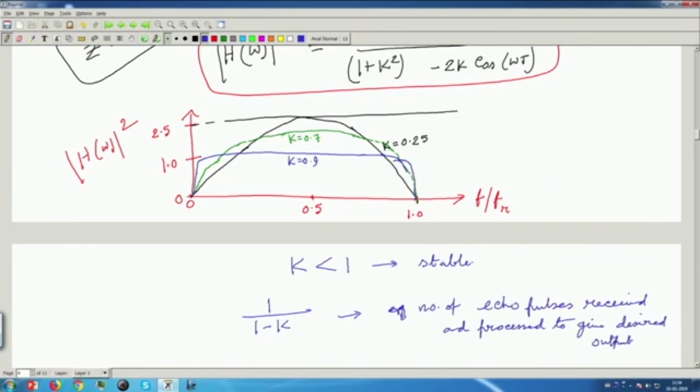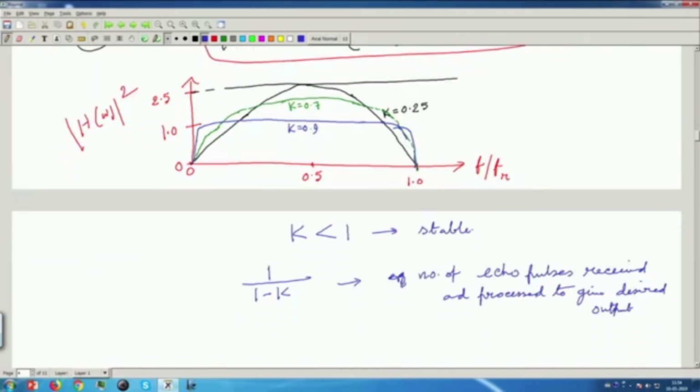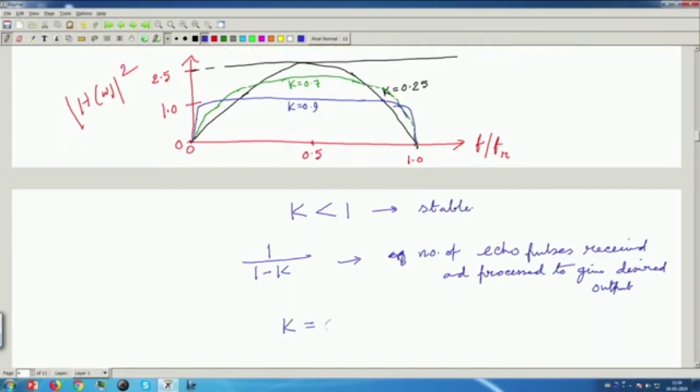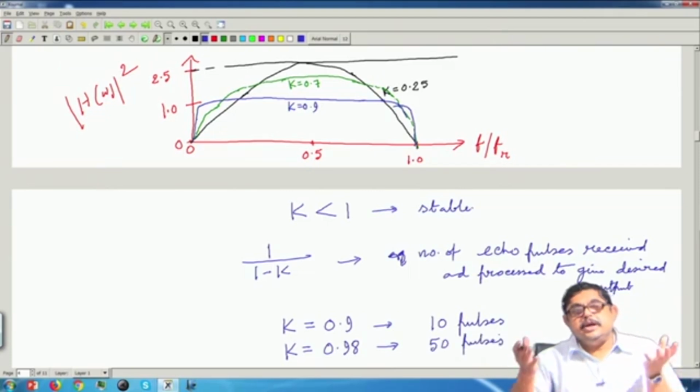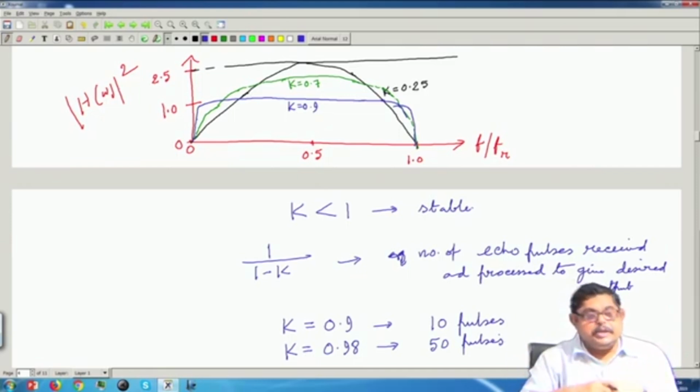That means how many pulses, like previously we were saying 2 pulse canceller, 3 pulse canceller. So what is the number of pulses for any feedback? If k is 0.9, as we are seeing, then we require 10 pulses. We will have to wait for 10 pulses before we get this type of thing. Similarly, if we get k equal to 0.98, then this will turn out to be almost 50 pulses. It is now your choice, that means you will have to wait for some time, but this is a processing thing, so that is not much of a problem.